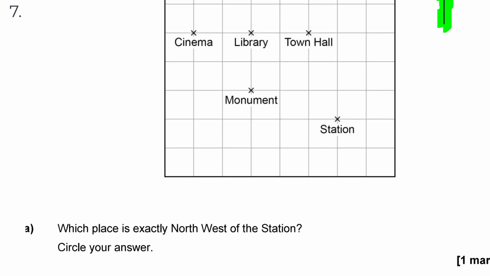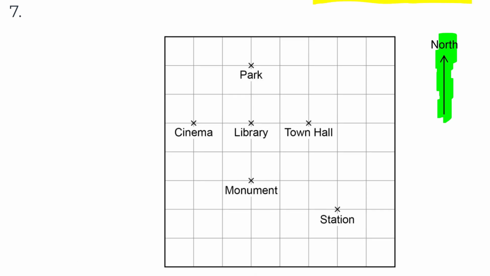What is the question? Which place is exactly northwest of the station? Circle your answer. Okay, so compass points. They've given us north there. You should know that opposite north is south, and then you've got west and east like that. And then between north and east you have northeast, between south and east you have southeast, between south and west you've got southwest, and between north and west we've got northwest.